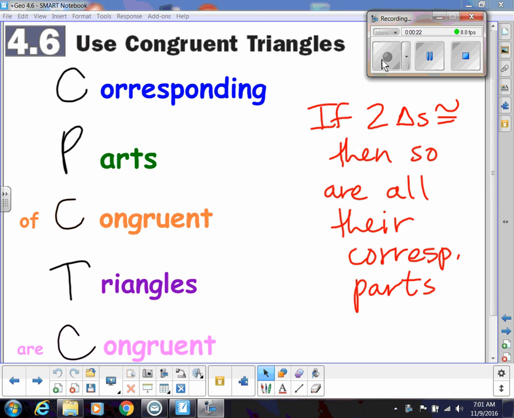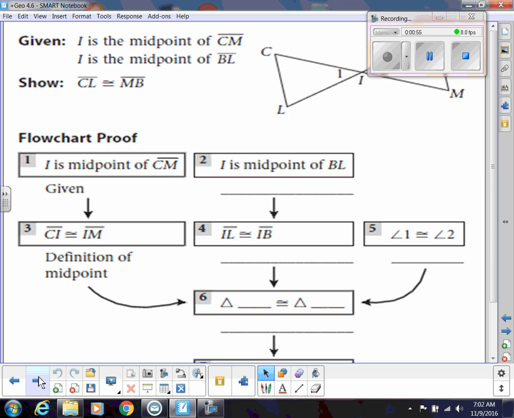Well, if we know that two triangles are congruent, then it means that all of their corresponding parts are congruent. And that kind of makes sense by the definition of congruent triangles, right? So we've learned all these shortcuts that only require three corresponding parts to be congruent. So we still have three other parts that we haven't shown congruent, and this theorem, CPCTC, allows us to say that and justify why we can say all the other corresponding parts are congruent. So let's do some proofs.